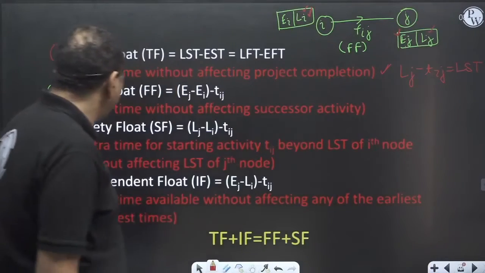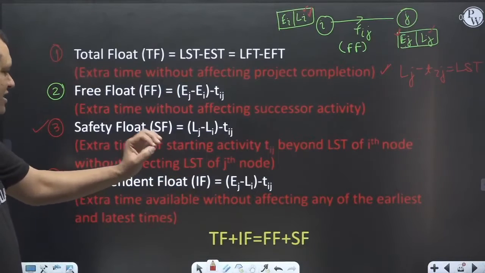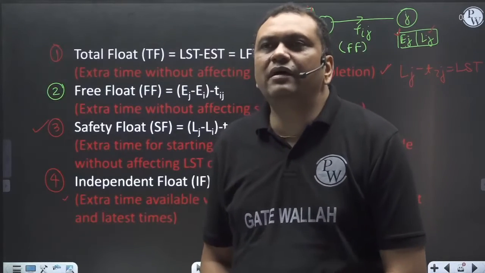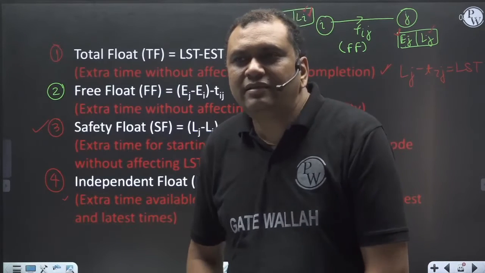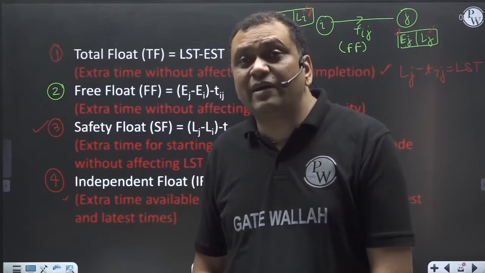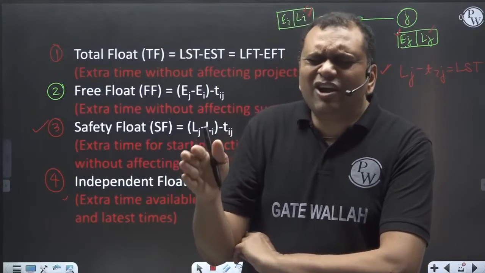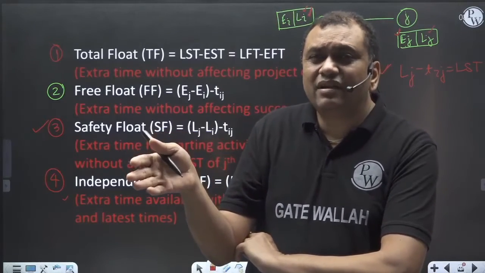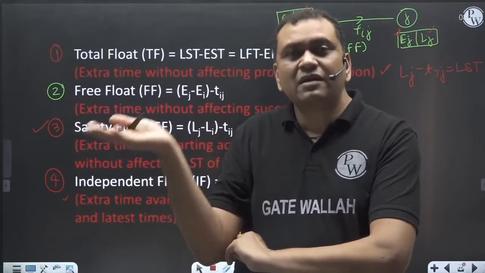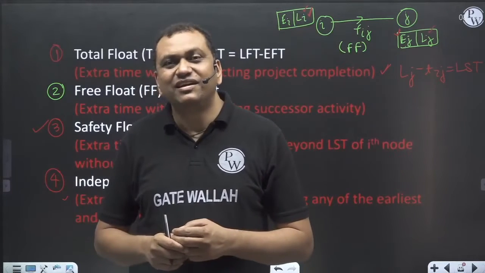What exactly is the independent float? Extra time available without affecting any of the earliest and latest times. Independent float is the extra time available with any activity without affecting any of the earliest and latest times of any of the successor activities. That is called independent float.